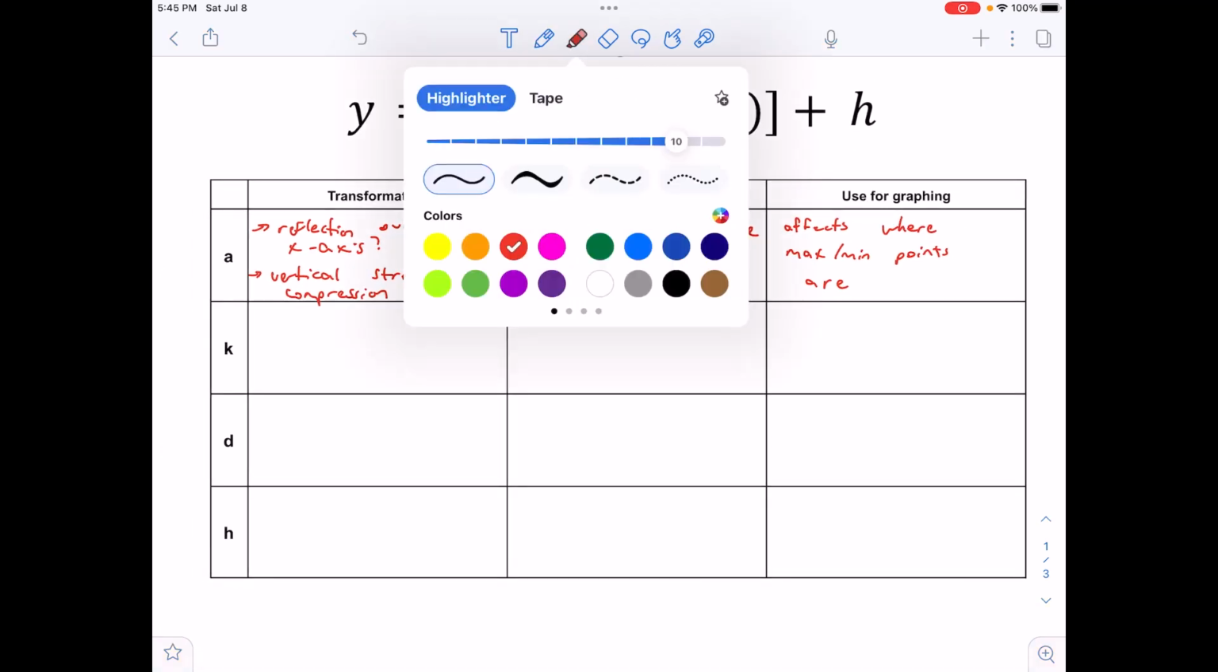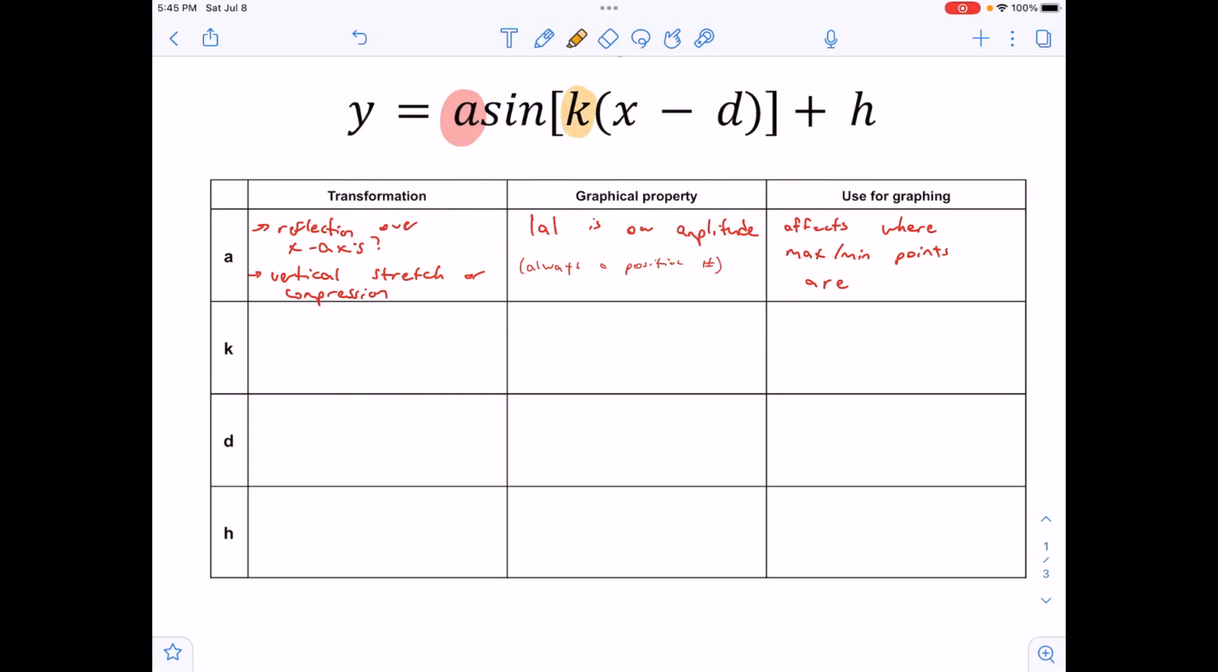The next letter that we are presented with here is a K value. K represents, once again, two different things, very similar to A. The first thing it's going to tell us is if there is a reflection over the y-axis, and this is a horizontal flip. The A value is a vertical flip, K is a horizontal flip. The other thing it tells us is if there is a horizontal stretch or compression.